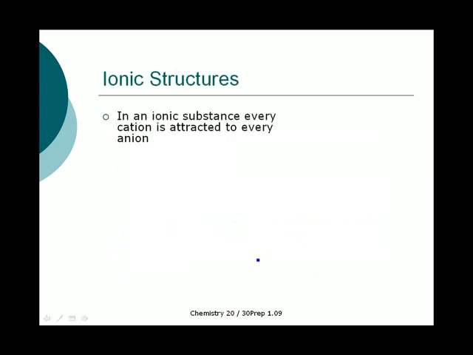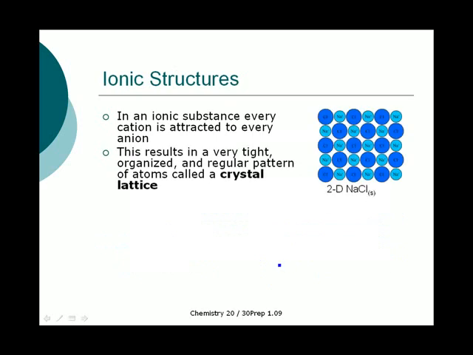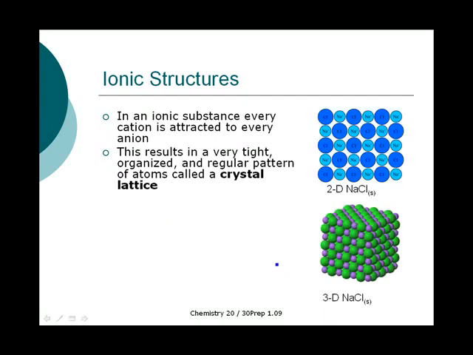So ionic structures: in an ionic substance, every cation is attracted to every anion. This results in a very tightly organized and regular pattern of atoms called a crystal lattice. What we see here is a sample of sodium chloride, and it shows that because of these positively and negatively charged spheres, each ion is surrounded by ions of the opposite charge. If we take a look at this sodium ion here, it's completely surrounded by negatively charged chloride ions. And the same is true for every chloride.